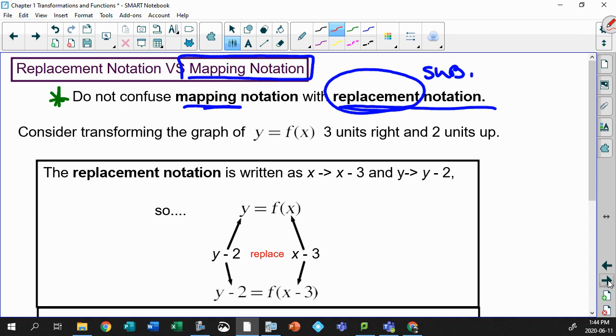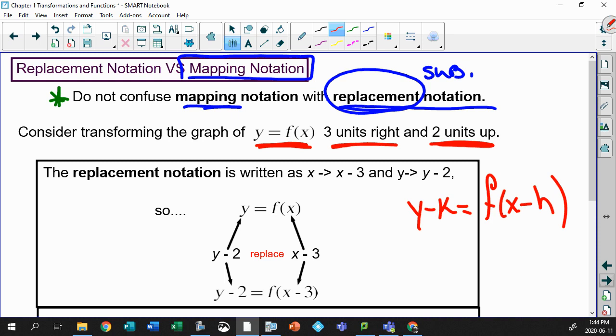Let's look at an example. Let's say here's y equals f of x. We're going to translate this. We're going to move it 3 units to the right, 2 units up. Now, let's think about this for a second. If we look at the original equation, which was y minus k equals f of x minus h, right? And you know that h refers to the x values. That's why we put them close together, which means a horizontal movement. The k we put with the y's, which means a vertical movement.